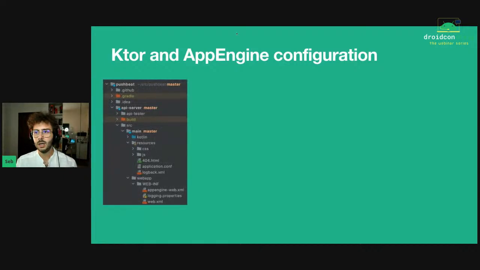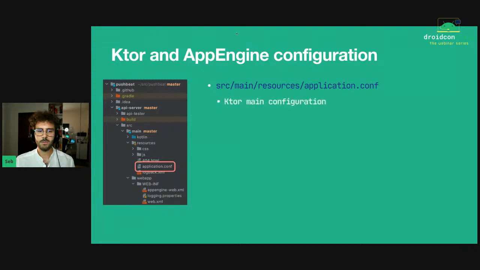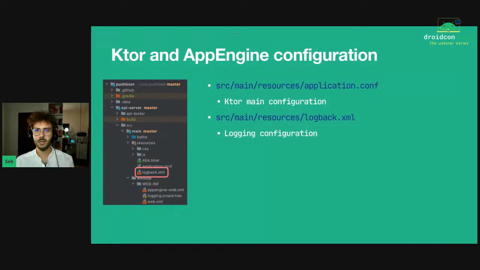First of all, we need to define a couple of files in our application resources. The application Java resources work the same way as the Android resources, but they are in the main/resources folder. First up, we have application.conf. That's the Ktor main configuration. We're going to see some more of it in a second. Then we have logback.xml. Logback is the logging library, and this is the configuration for that logging library.